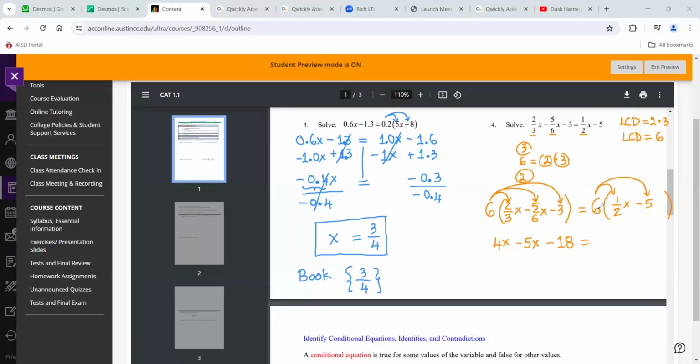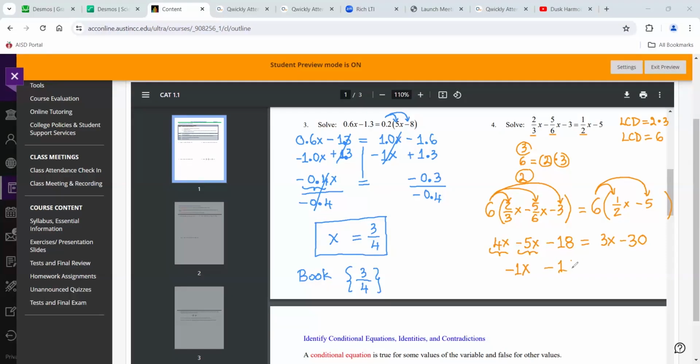Here, 6 times 1 is 6, divided by 2 is 3, and then bring the variable, and then 6 times negative 5 is negative 30. As we can see, no more denominators. Now let's go ahead and answer the question from the chat. That gives us negative 1x. Now, if the coefficient is 1 or negative 1, you don't have to write it down. You're welcome to write negative 1x, or you just write negative x. That will be okay. And then minus 18.